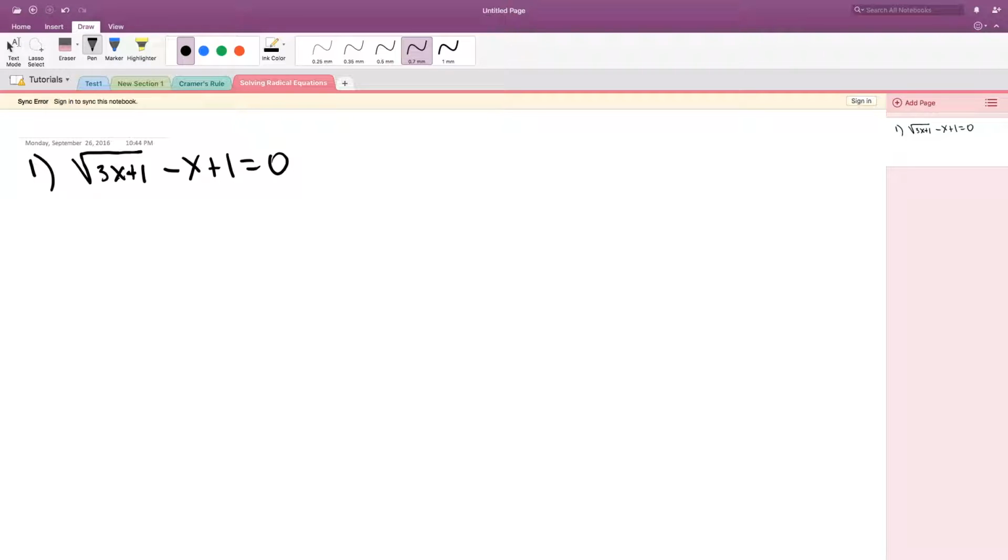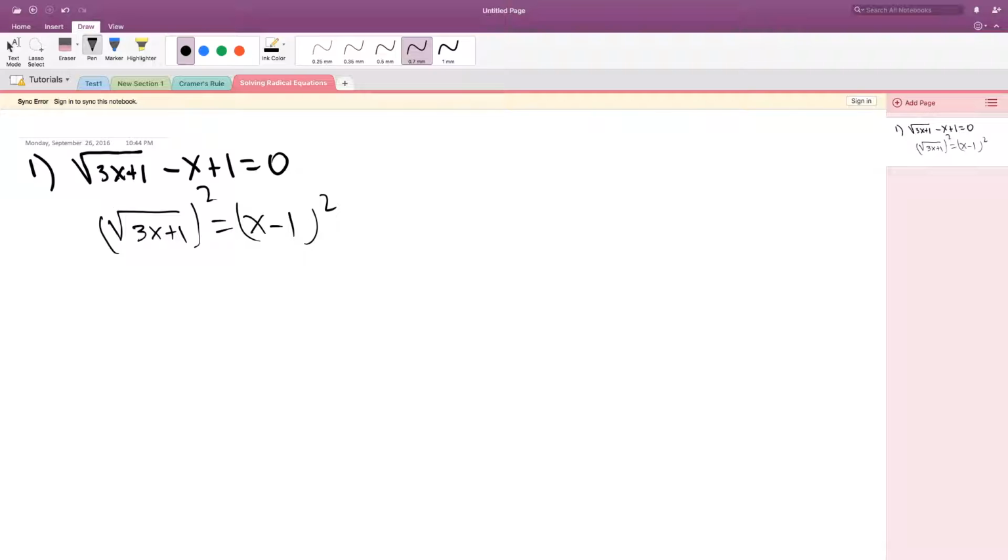So here we have a term that has a radical and we have two other terms without a radical. The first thing we're going to do is move these two to the right hand side and leave the one with the radical just on the left hand side. So 3x plus 1. Here we have x minus 1. Alright, next we're going to square both sides.